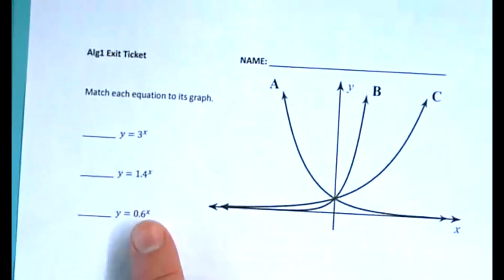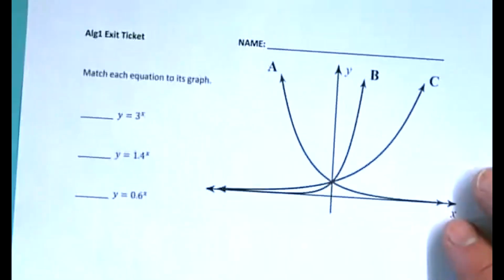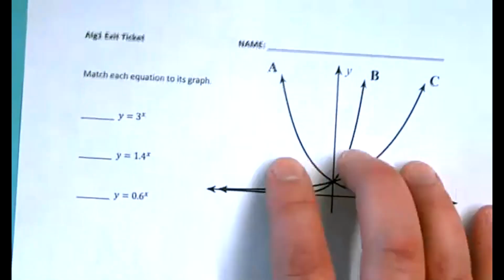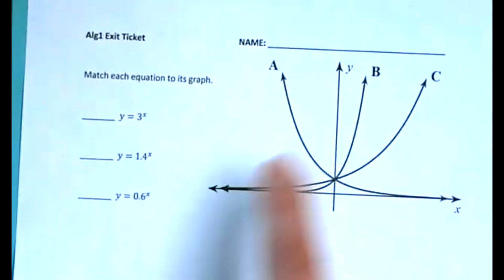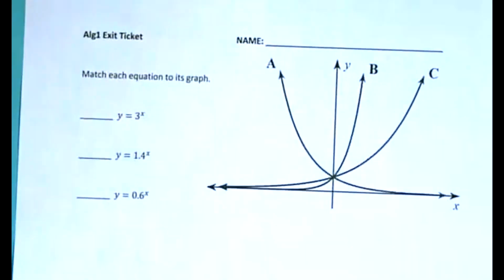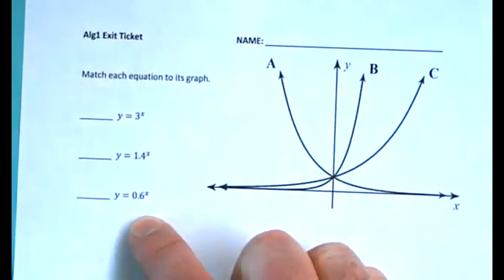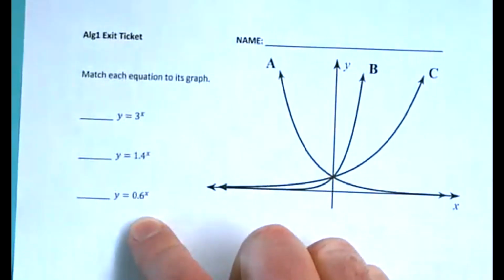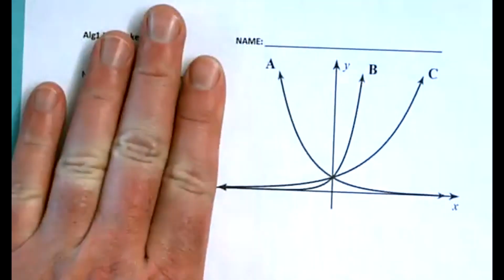Well, these equations are going to have graphs that look like this. And at the end of today, I want you to be able to look at these graphs and figure out which one of these equations would give you graph A, which equation would give you graph B, and which equation would give you graph C. So our ultimate goal today is for you to be able to look at an equation and predict what the graph is going to look like, or for you to look at a graph and predict what the equation is going to look like.